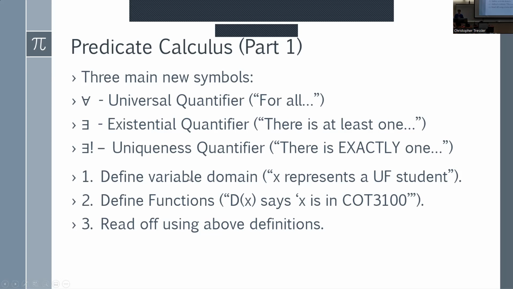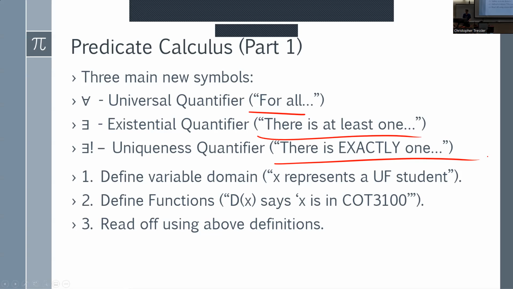So once again, let's say we have an example here, guys. We define a variable domain X as X represents a UF student. And then we're going to define a function. These are the steps. Whenever you have a predicate calculus problem, you first need to define some variables. After you define some variables, you're probably going to need to define some functions. And then you're going to have to read it in plain English using these statements here.